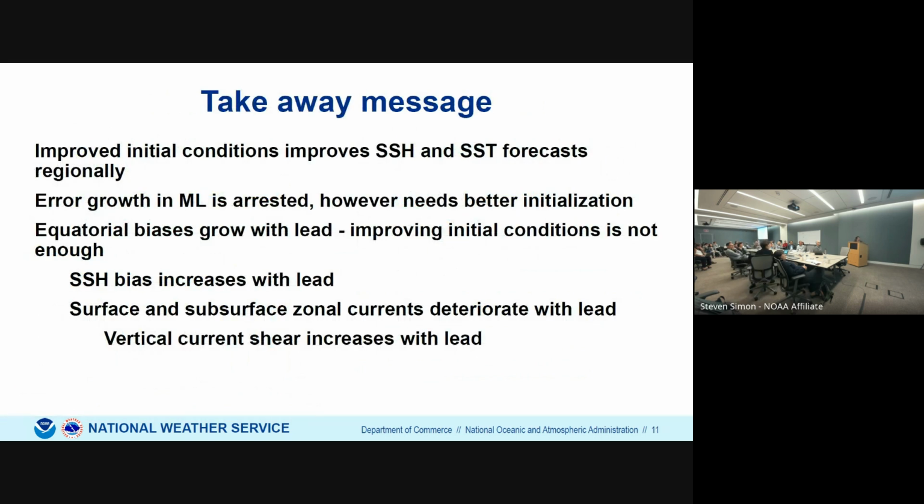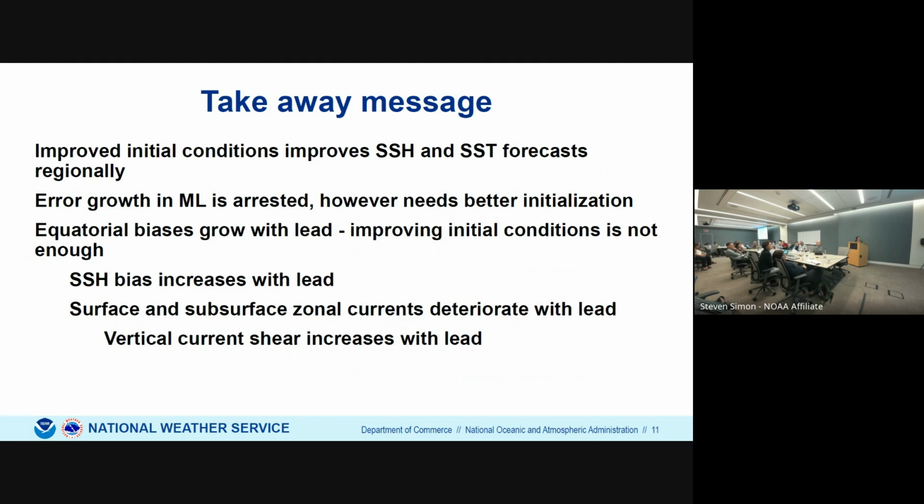So with that, some of the messages that I would like to convey: improving the initial conditions did improve the sea surface height and also the SST forecasts, particularly in specific regions. The error growth in the mixed layer forecast is arrested in EP5R2. However, we still need better initial conditions so as to reduce the bias in the very first place. And the equatorial biases do grow with lead time. So just improving the initial conditions perhaps is not enough. We need to do a little more in terms of fixing the model.